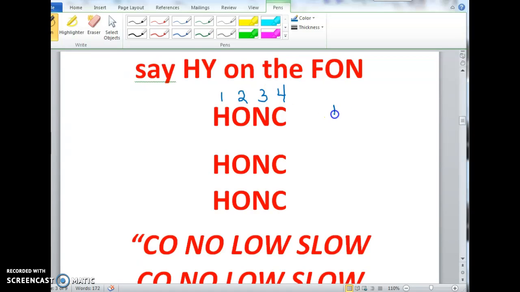You can also think of it this way. Hydrogen has 1 unpaired electron. Oxygen has, if you remember, 2 unpaired electrons. Nitrogen has 3 unpaired electrons, and carbon has 1, 2, 3, 4 unpaired electrons.